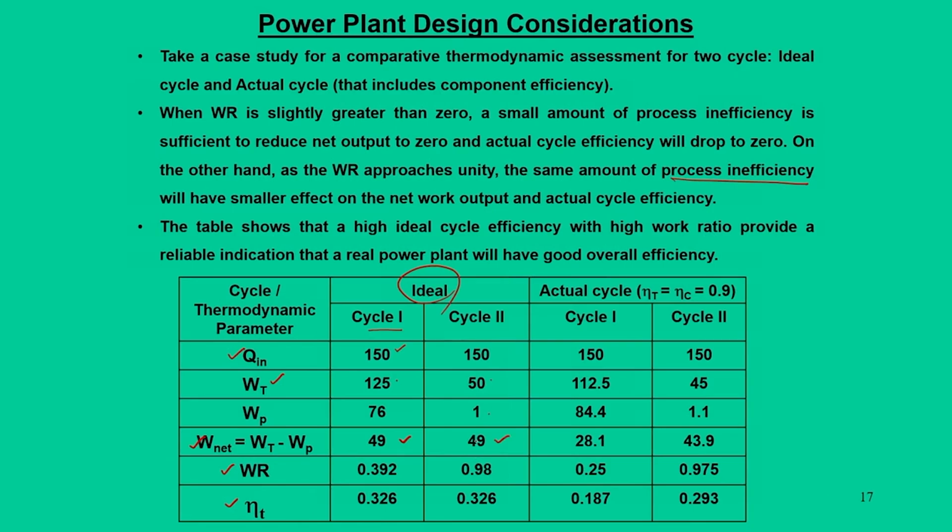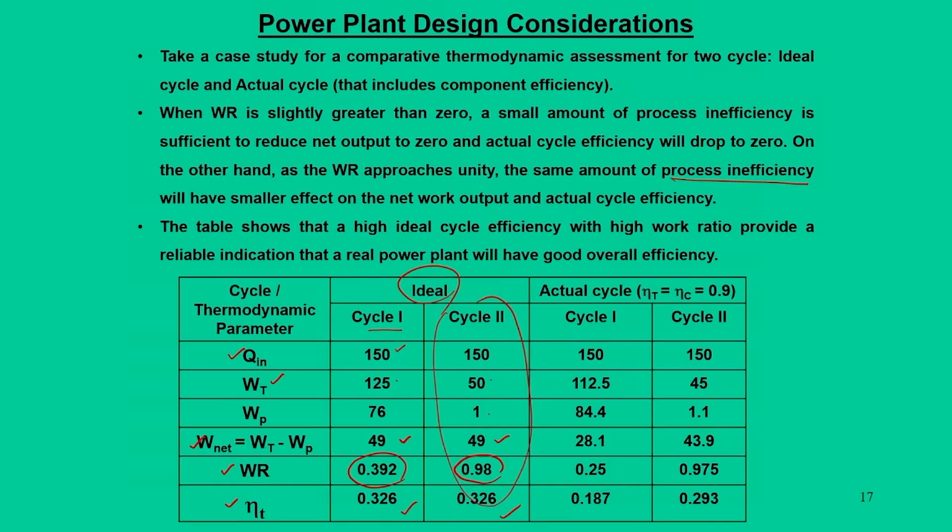Based on these numbers you can calculate the work ratio. You will find cycle 2 has a work ratio of 0.98 while cycle 1 has a work ratio of 0.392, but both of them have the same efficiency. So, what is the main summary that we get? Cycle 2 is a better approach because it gives a higher work ratio for the same efficiency.